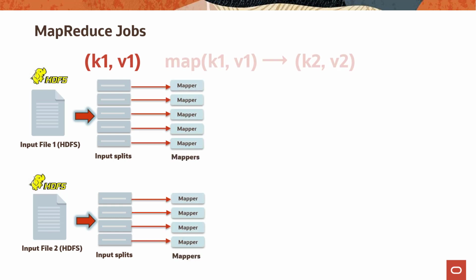Hadoop creates one map task or mapper for each input split. It runs the user-defined map function on each key-value record in the input split and generates new key-value pairs. Hadoop tries to run the MapReduce tasks on the same worker nodes where the data is located.